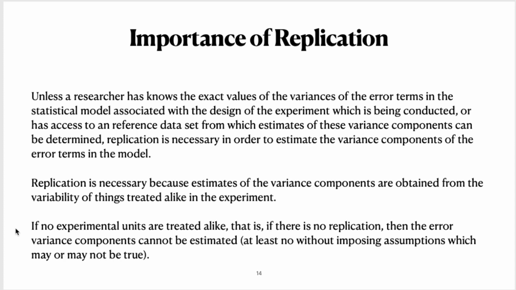Well, what that means is that if no experimental units are treated alike, that is, if you don't have two experimental units that receive the same treatment, then there is no replication. And so in that case, the error variance components cannot be estimated, at least not without imposing assumptions, which may or may not be true. All right? And we will talk about situations like this where we maybe make some assumptions, as long as those assumptions seem reasonable, that would allow us to come up with estimates of the variance components.